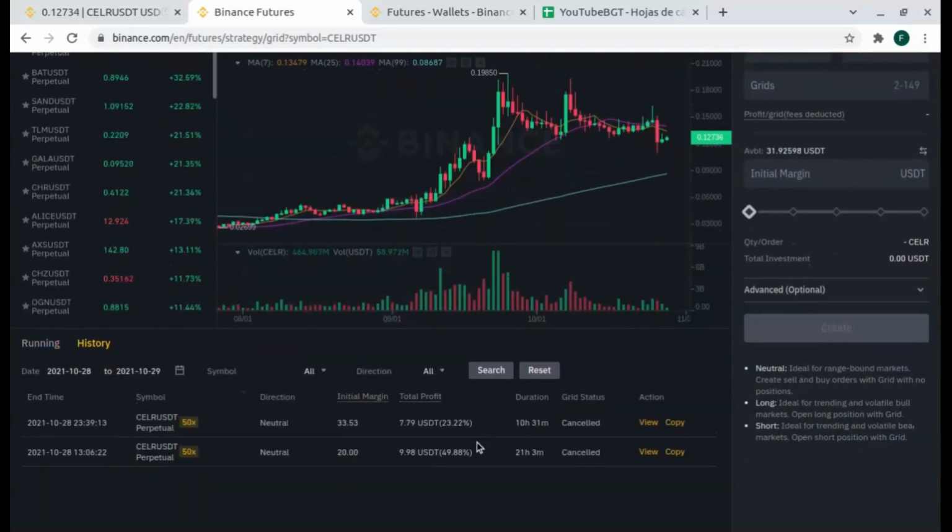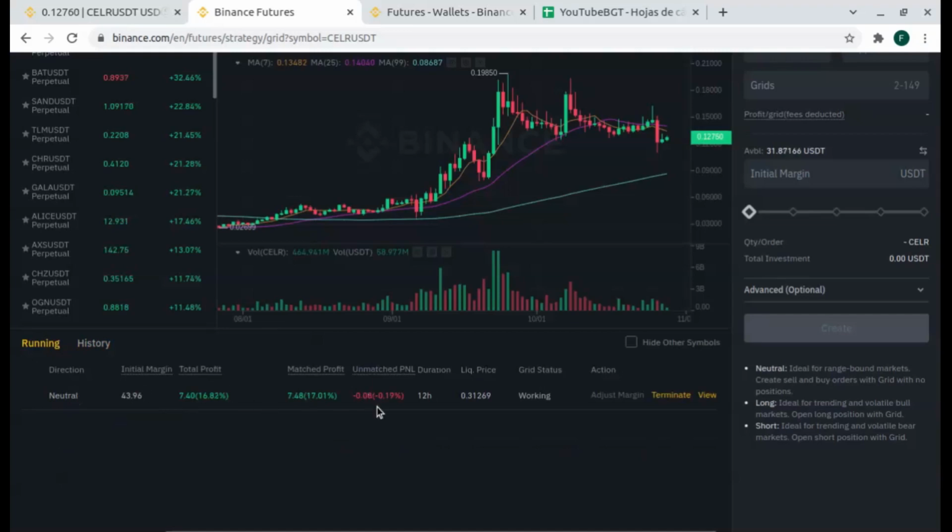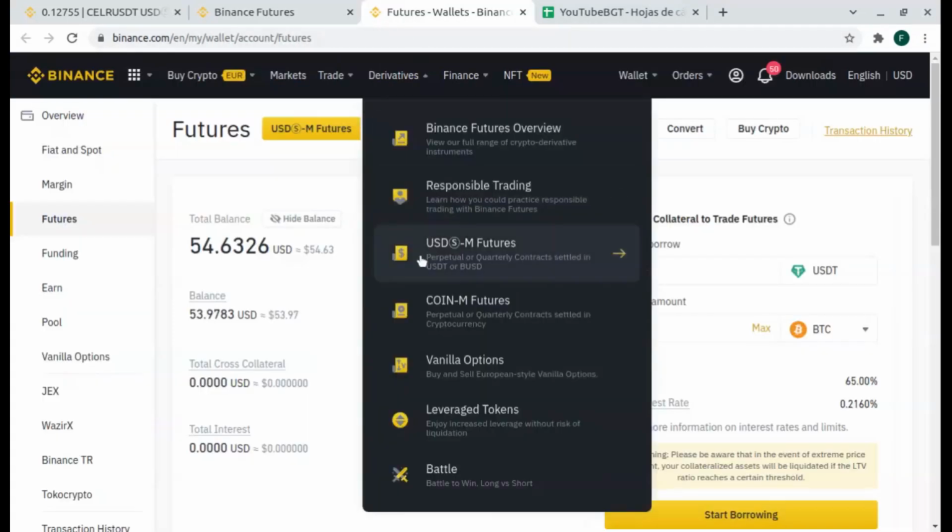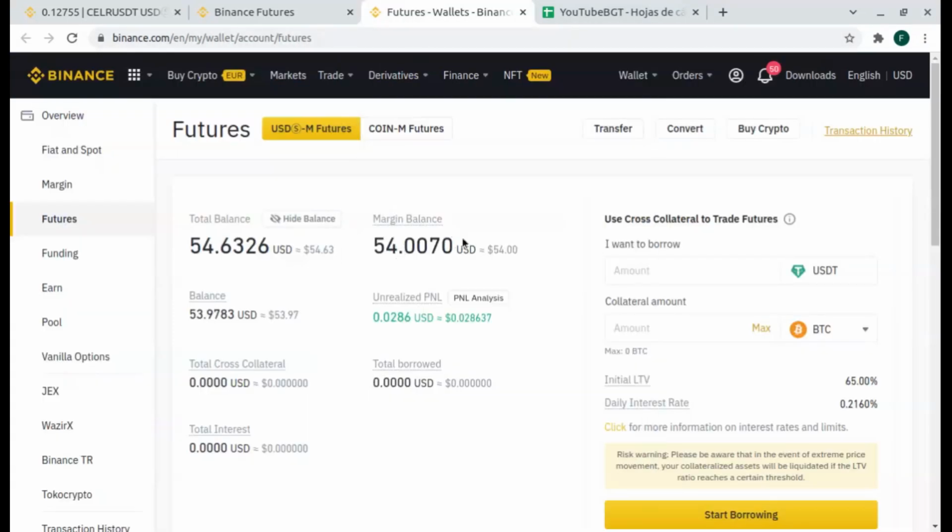It's been on for 12 hours. And if we check the history, we have two closed grids. Remember that I closed them to compound the profits. So this is grid number 3, and it's going pretty well.